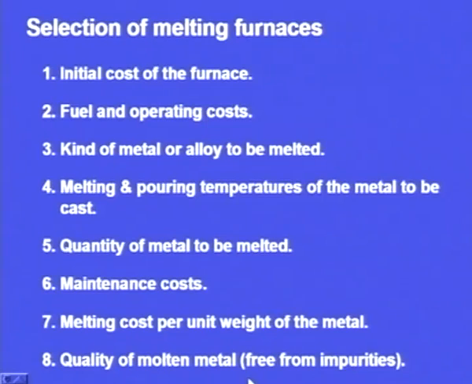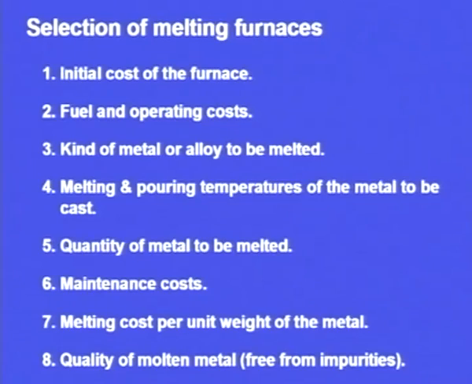quality of the molten metal. This is very important. In the case of the cupola furnace, the quality is not so high. The ash is mixed. We use coke. Coke and charge are mixed together, so there are impurities in the molten metal. On the other hand, when we get the molten metal from an induction furnace, it is pure. The impurities are very less. So the quality of the molten metal, what is the degree of quality required? Depending on that, we can choose the furnace.